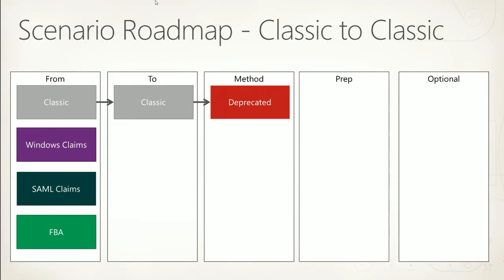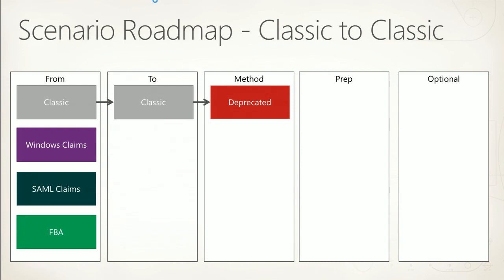That's the roadmap, a big scary roadmap. First, what we're going to take you through is classic to classic. That method is deprecated. To read this little chart that we put together, you're going to go from an authentication mechanism to another authentication mechanism. The method is in the middle, and we're going to walk you through the different ways that you can do it. Some prep that you may or may not need for that particular method, and then some optional things that you've got to look at depending on your scenario. So you'll see some different things light up as we walk through the scenarios.